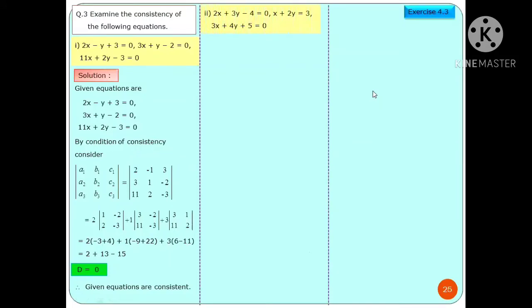Problem second. The equations given: 2x plus 3y minus 4 equal to 0. Second equation, x plus 2y is equal to 3. And third, 3x plus 4y plus 5 is equal to 0. We need to check whether these three equations are consistent or not.